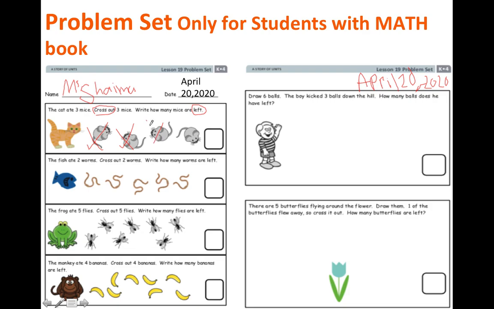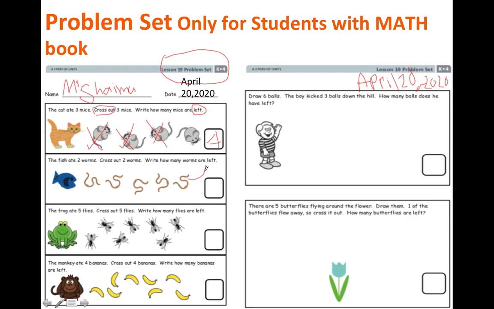And this problem set is only for the students who have the math book. Again, this is only for the students with the math book. So in your book, you should see this problem set 19 on the top. So make sure you're on the correct problem set. So you have a cat ate 3 mice, and how many are left? 1. So I'm just going to write 1 in the box.